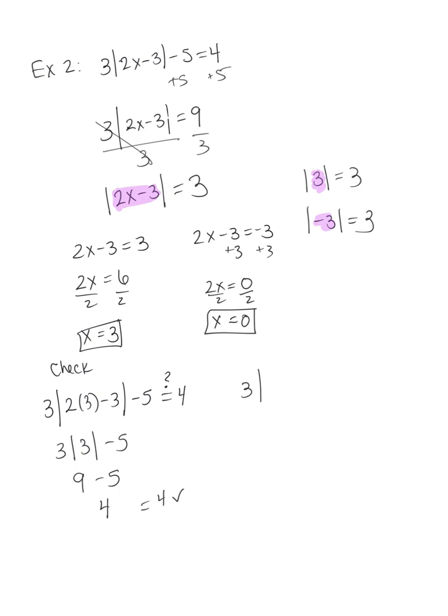So we have 3 absolute value of 2 times 0 minus 3 minus 5. And that we also want to know if it equals 4. So we have 2 times 0 is 0. 0 minus 3 is negative 3. Here we have the absolute value of negative 3, which equals 3. So we have 3 times 3 minus 5. That's 9 minus 5, which does in fact equal 4. So that works as well.